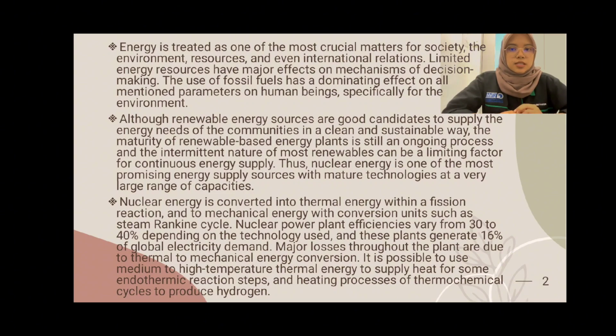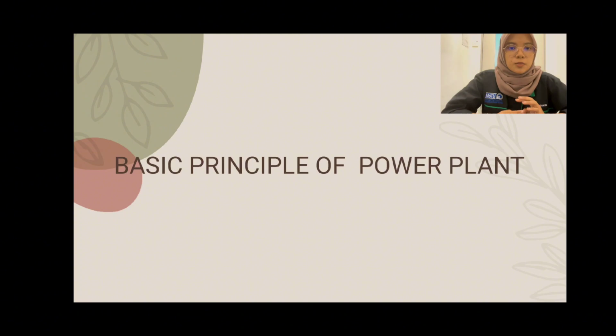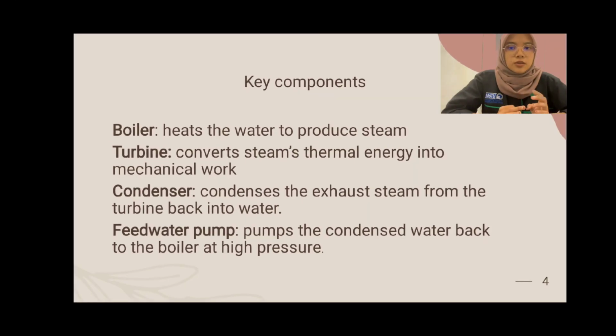So there is a basic principle of power plant. In power plant we have four important components, which is boiler, turbine, condenser, and feed water pump. The function of boiler is to heat the water to produce steam. Then turbine will convert steam's thermal energy into mechanical work. Condenser will condense the exhaust steam from the turbine back into water. Lastly, feed water pump will pump the condensed water back to the boiler at high pressure.